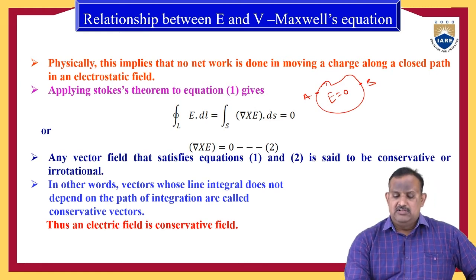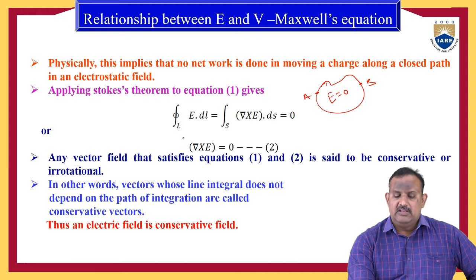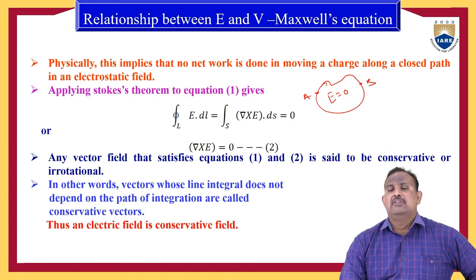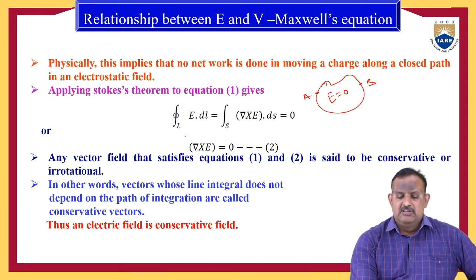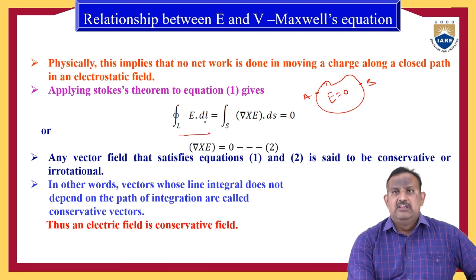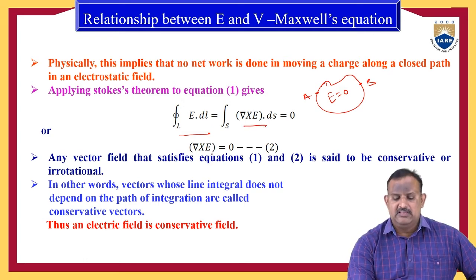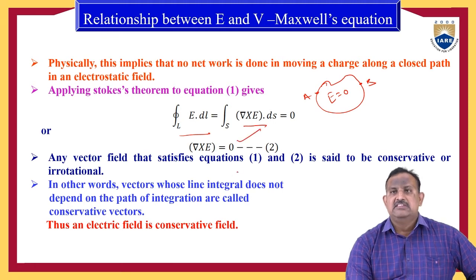Let us take the same equation, the line integral of E dot dl, and apply Stokes theorem to it. Stokes theorem converts the line integral into a surface integral. Therefore, the line integral of E dot dl is equal to the surface integral of del cross E dot ds, which is equal to 0. Therefore, we can write del cross E is equal to 0. Let us call it equation 2.